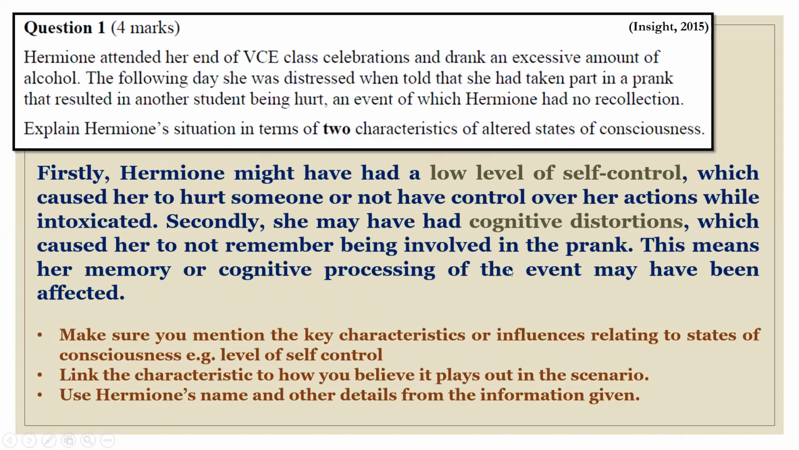Secondly, she might have had cognitive distortion. This means that her memory might have been affected, and that's why she can't remember actually hurting someone. She had no recollection of that event. That's because her memory consolidation or memory processes may have been affected to the point that the memory wasn't stored very strongly in her long-term memory. So that is basically the rundown of how you get the 4 marks for that question.